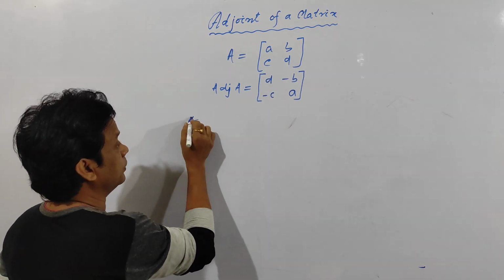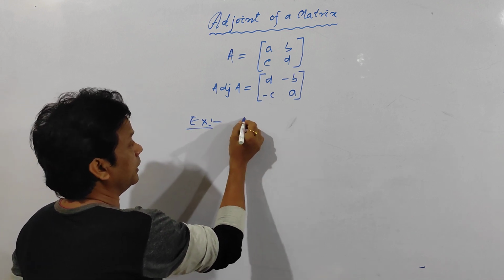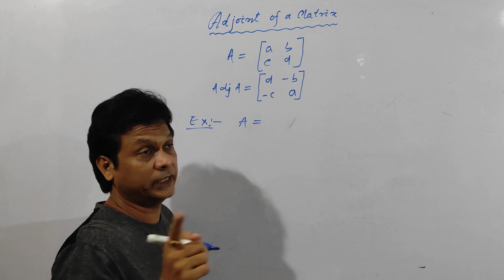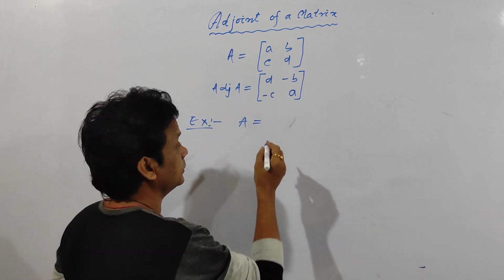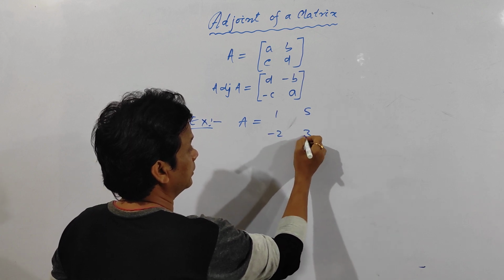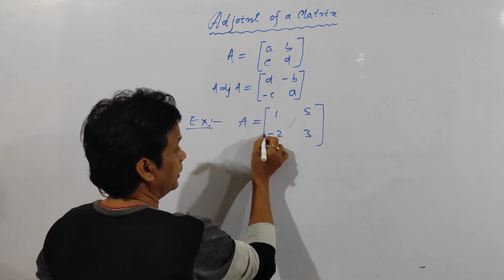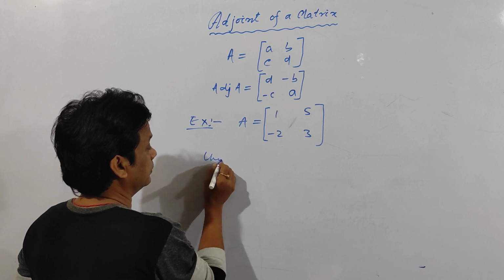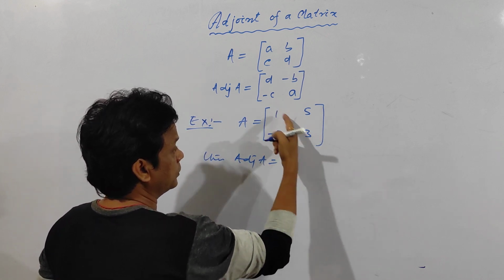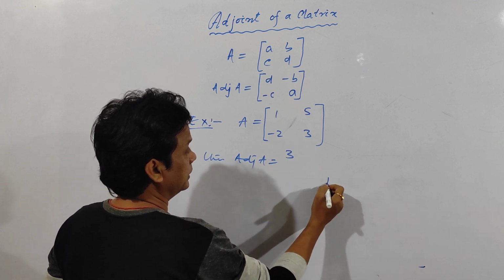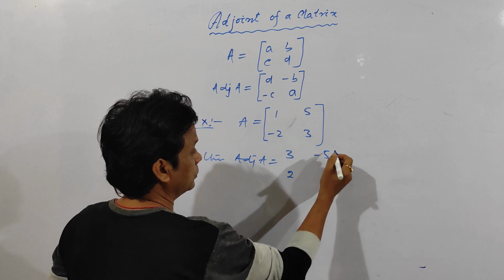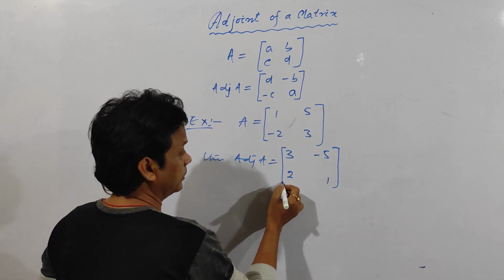So this is the adjoint of A. Clear? I am giving an example. You should apply it directly. In class 12 exam also you can apply it directly in 2 by 2 form. So [1, 5; minus 2, 3]. Adjoint of A is equal to: interchange the positions of 1 and 3 and change the sign of these two. This is minus 5, this is 2. So this is the adjoint of A.